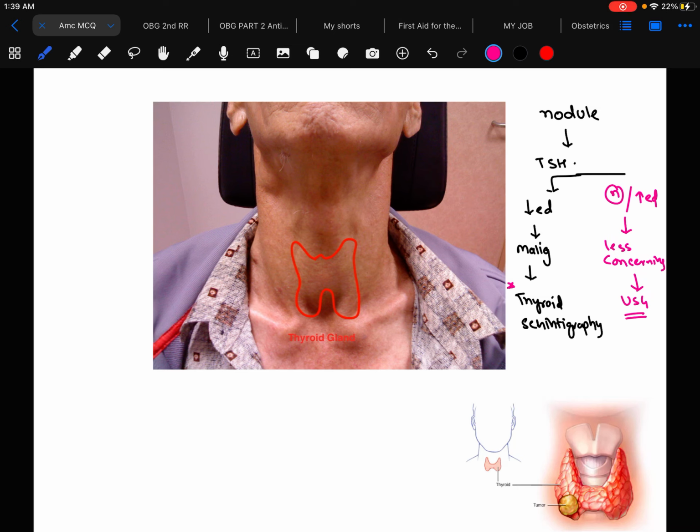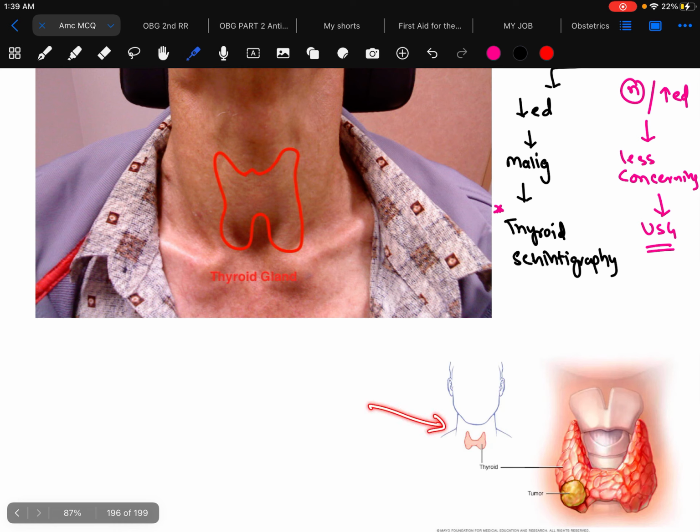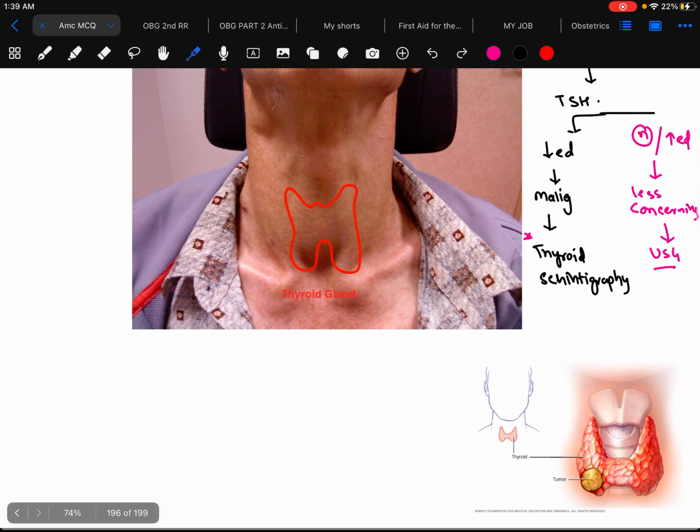Okay, clear with this? Then let's talk about thyroid cancer, basically the malignant thyroid nodule. Here we have the thyroid gland, and a picture of a patient who has a tumor in the thyroid. So how do we manage a patient who has a malignant thyroid nodule?